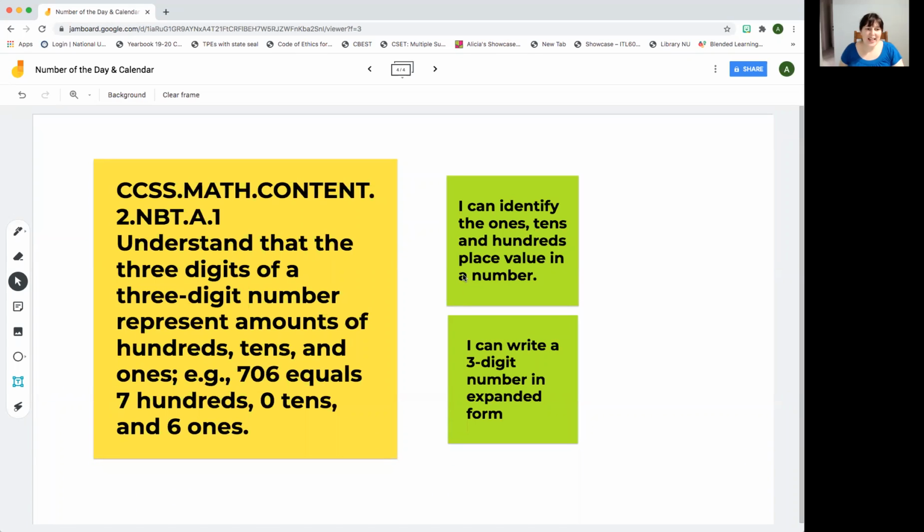Hello. Good morning, class. We're going to work on our math standard 2.NBT.A.1, which is understand that the 3 digits of a 3-digit number represent the amounts of hundreds, tens, and ones. For example, the number 706, we have 7 hundreds, 0 tens, and 6 ones. Let's read our I can statements.